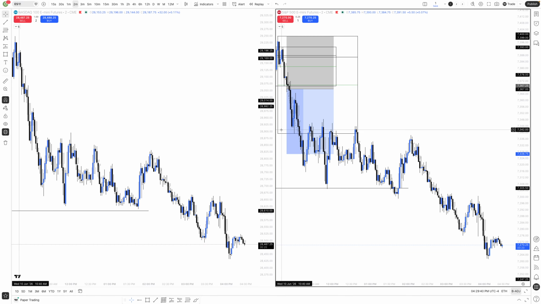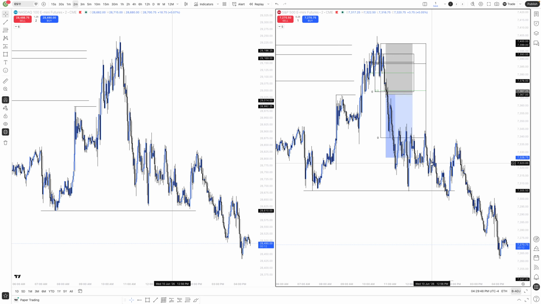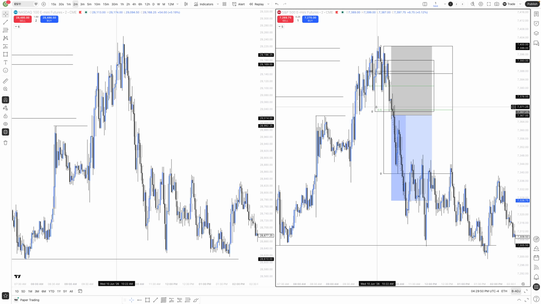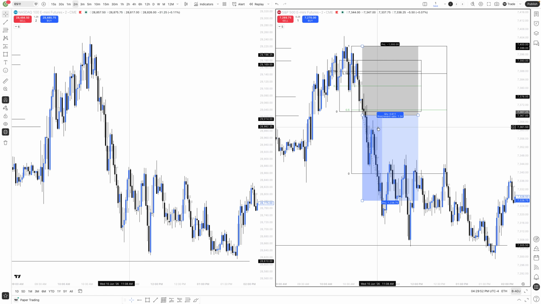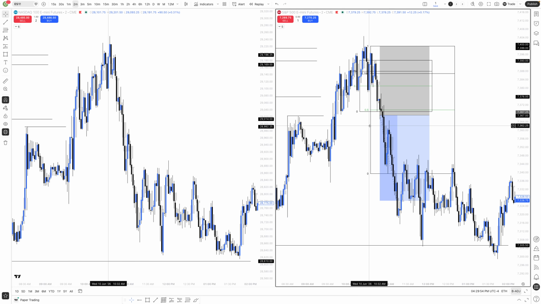I do not do well on the 2-minute. I think it's because markets end up getting so choppy. The 2-minute candles end up getting so small that a bunch of fake outs happen on them. If you don't understand what that means, let's take a look here. Look how big these 2-minute candles are. This is the 2-minute chart.